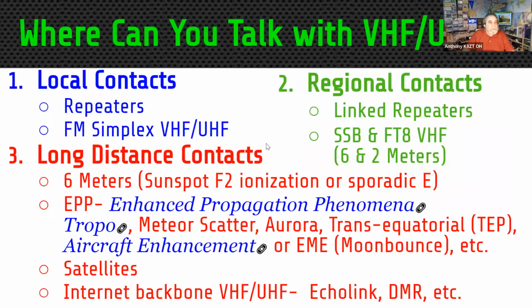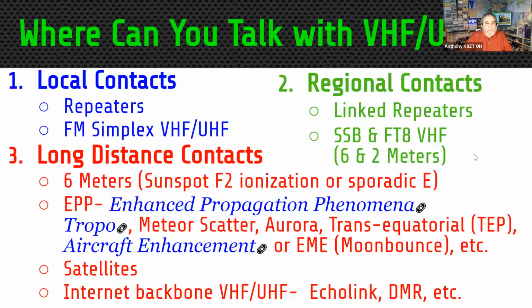Well, I've broken it down into three categories based on what mode you're using or what propagation feature you're taking advantage of. Local contacts can be made with FM simplex on VHF or UHF. And with repeaters, these are pretty much line of sight type of contacts. Regional contacts can be made by linking various repeaters together so they cover wider regions.